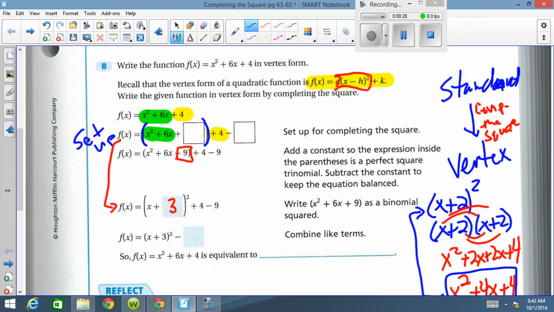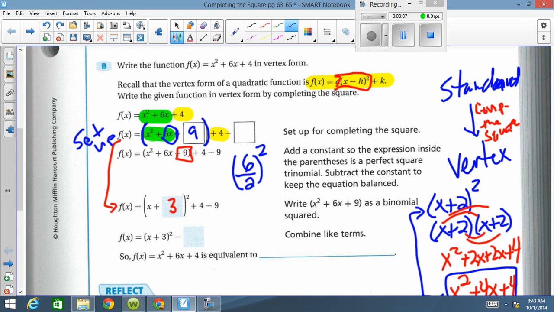So how do I come up with 9? Well, here's how. You take your middle term, which in this case is 6x. I'm going to take the 6, cut it in half, and then square it. You take the middle term, whatever that coefficient is, in this case it's a 6, cut it in half, and then square it. 6 cut in half is 3, 3 squared is 9. So that's how I get the 9 here.